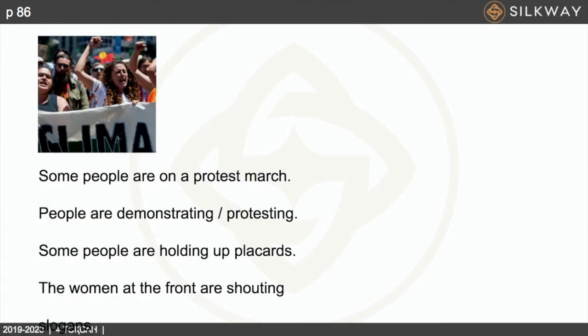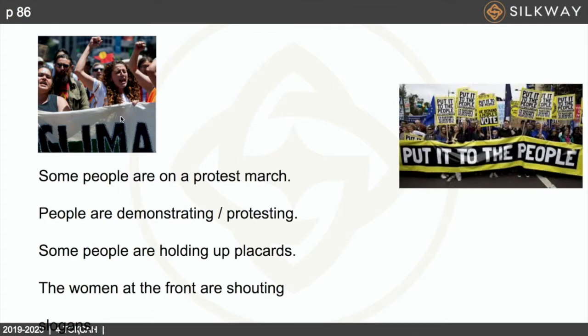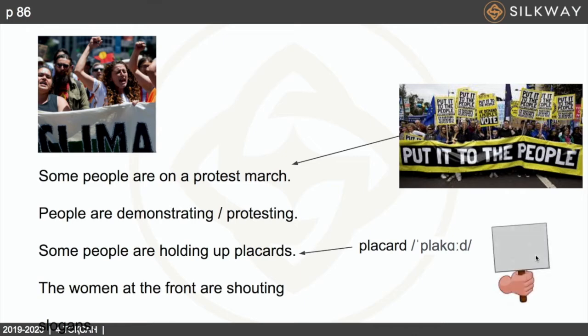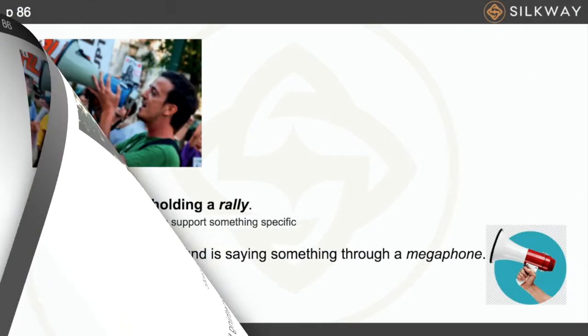In the second photo, we see some people who are on a protest march. People are demonstrating and protesting, yes, and some people are holding up placards. The women at the front are shouting. So a protest march is when many people line up and march on, so walk on. A placard, as you can see, is a board with some words and mottos on it.